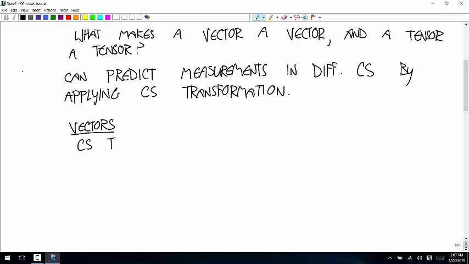So a coordinate system transformation goes like this. A vector u expressed relative to a new coordinate system is equal to a rotation matrix Q times the vector relative to the old coordinate system, where this is a rotation matrix.